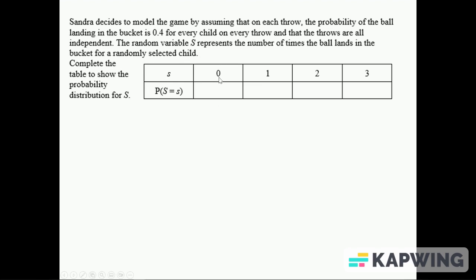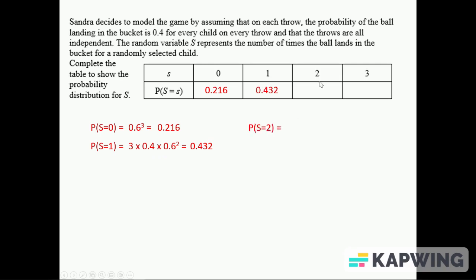So the probability they get 0 in, that means they've got to miss each time. S equals 0 means they miss each time. It's going to be 0.6 to the power of 3, which is 0.216. Probability they get 1 in: well, there's 0.4, but they've got to miss twice. But there are 3 ways of doing that. They could get the first one in, the second one in, or the third one in, which is 0.432.